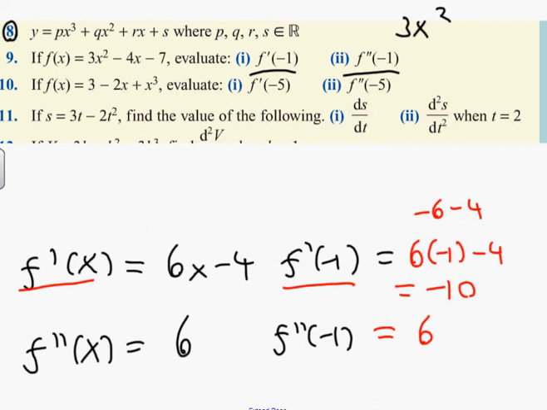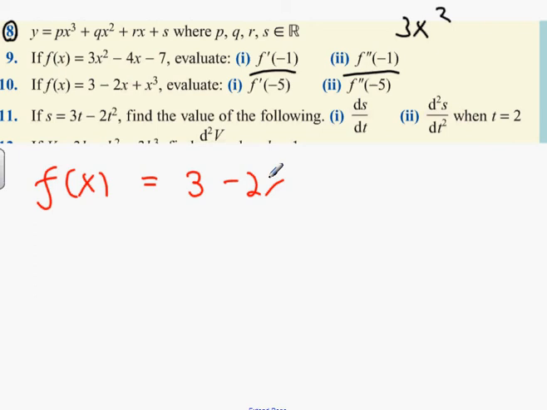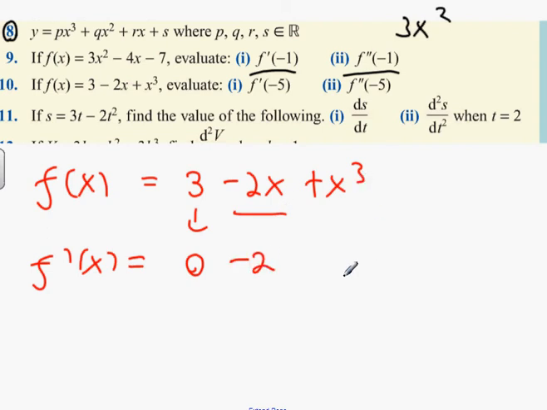Now, number 10, same deal. David, will you differentiate this for the first time for me? You've done a couple of these before. The 3 turns into? Just when you differentiate 3. Okay, 0, perfect. What does the minus 2x turn into? Minus 2. Okay, and what does the x cubed turn into? 3x squared. Okay. Differentiate it a second time for me now.